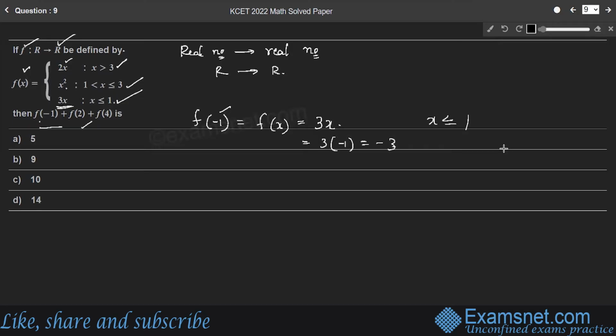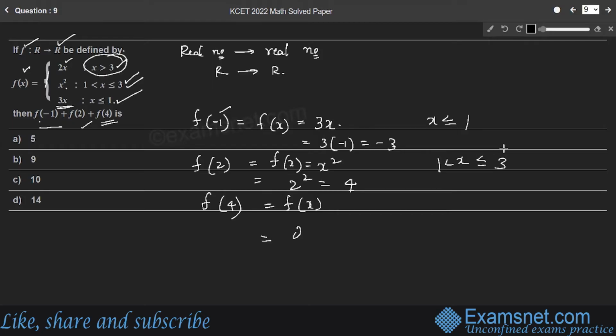So we'll consider f of 2. Here, according to the given function, the value of x is less than or equal to 3, so 1 less than x less than or equal to 3. So therefore, f of x becomes x squared, where x lies between 1 and 3. Right? Therefore, f of x becomes x square, which is 2 square, which is equal to 4. We'll consider f of 4. So here, x is 4, right? So x is greater than 3. Then f of x becomes 2x. So 2 into 4 is 8.